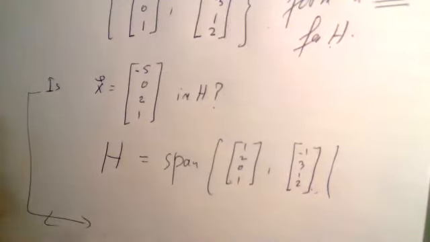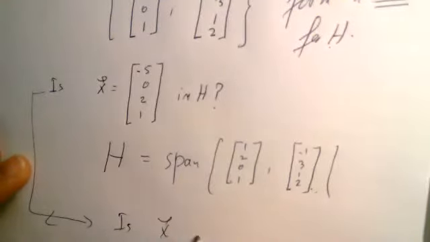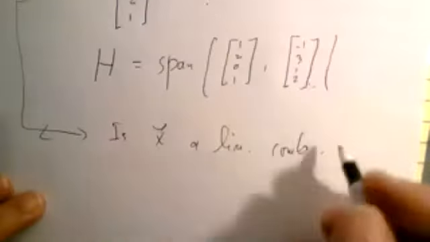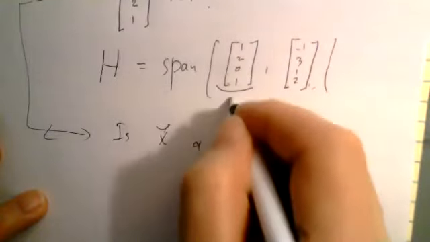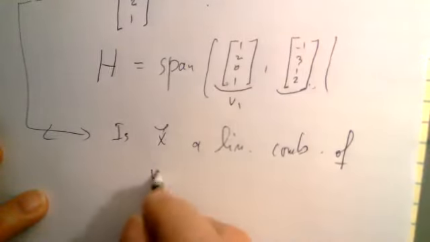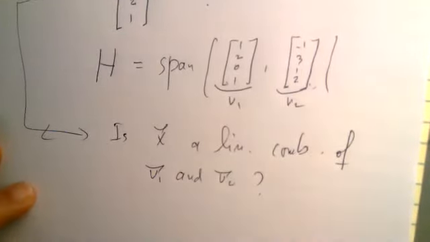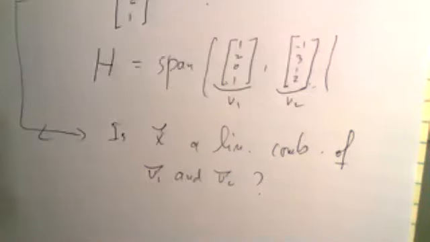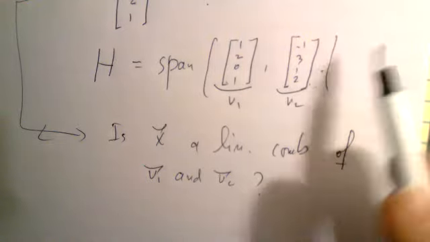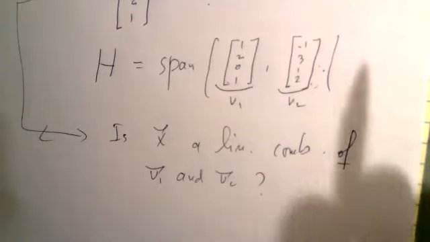So that's equivalent to asking: is X a linear combination of my vectors, let me call this V1 and this V2, of V1 and V2? That's really what the problem boils down to. So the idea of giving you a basis is that instead of giving you all possible vectors in H, I tell you, this is their basis. It means everything is obtained as a linear combination. That's the importance of a basis.